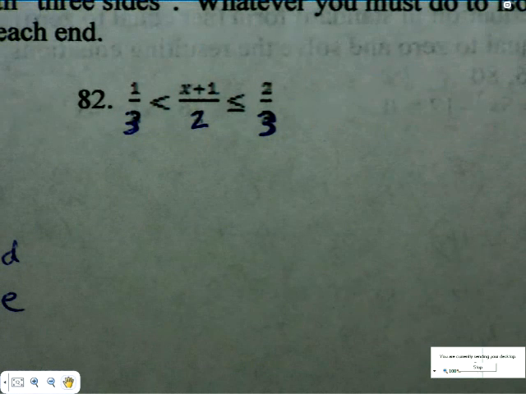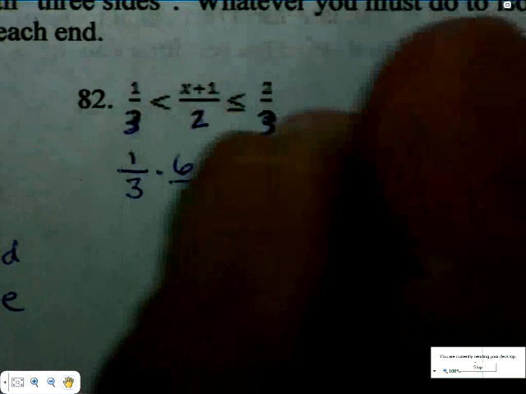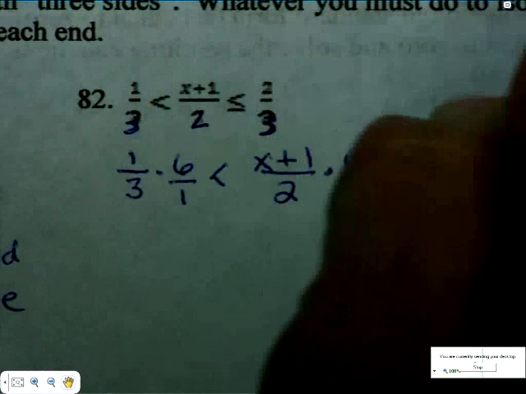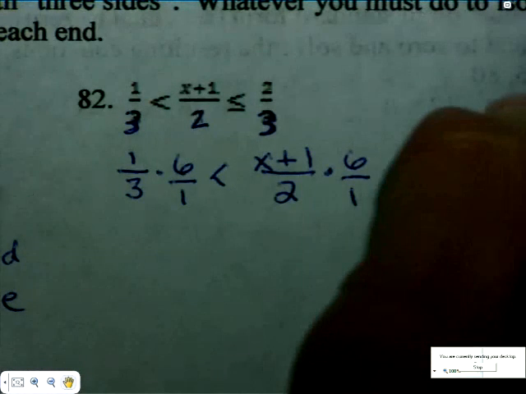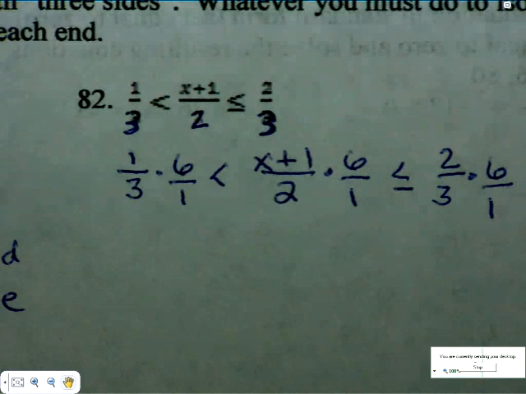Multiply all 3 terms or all 3 sides by 6. 1/3 times 6. Put it over 1 if you want to. X plus 1 over 2 times 6. And 2/3 times 6. When you're solving an equation with fractions in it, your next line should not have fractions in it anymore. That's the purpose of multiplying by the LCD.